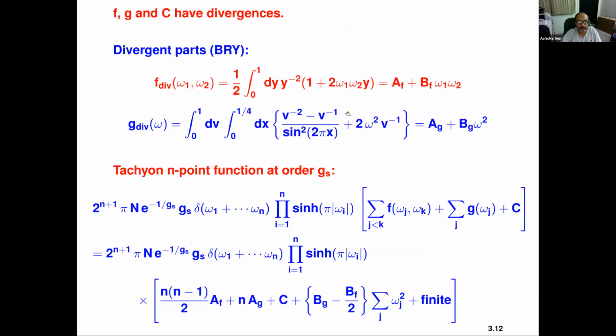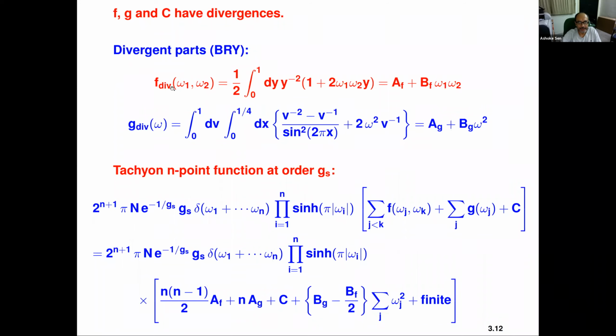Okay. So let me now proceed. So F, G, and C, we have seen, have divergences. The expression for C I have not even written down, but one can write down an expression. It's a complicated object. These are all divergent, and the divergent parts of F and G are already written down by BRY, which I wrote down in the first day.